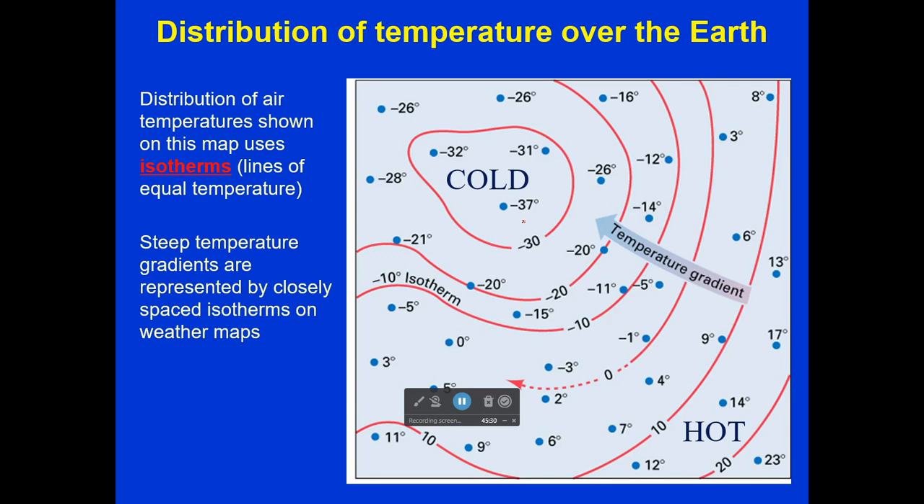We map out different temperatures on Earth's surface using things called isotherms. Isotherms are lines of equal temperature. So everywhere along an isotherm, if you see an isotherm on a map, it is at the same temperature. This isotherm that I'm highlighting right here is the 0 degree isotherm. It gets colder as you go this direction into this cold pocket right here. It gets hotter as you go out towards this direction.